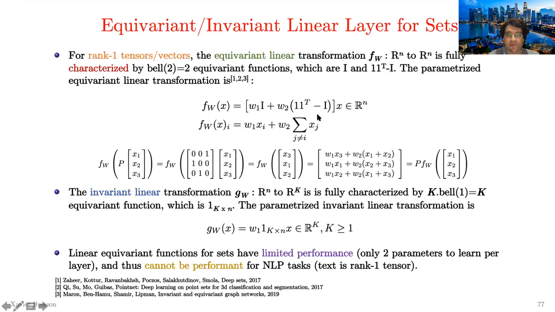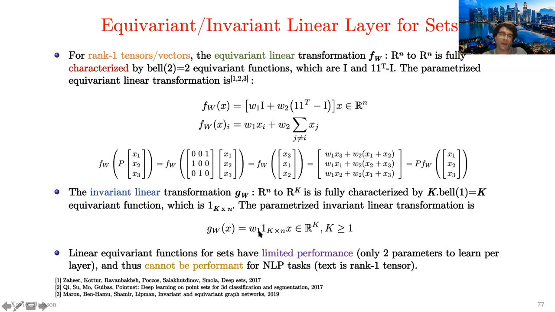Okay, so you have a parameter that you can learn, W1 xi plus W2 times the sum over all j different from i of xj. Again, this function is equivariant because f of p of x is equal to p times f of x. For the invariant linear transformation, we can also characterize this function. We have one parameter here.